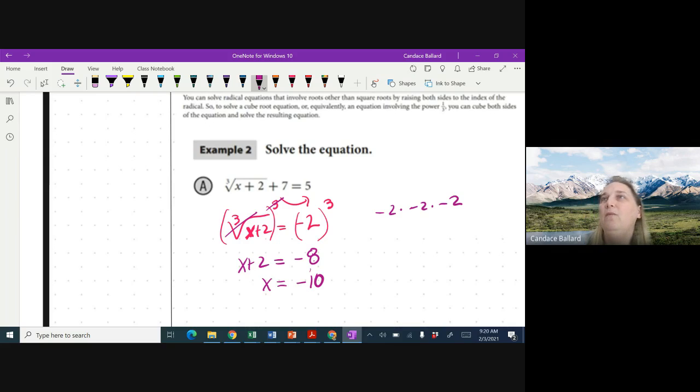As always, there aren't necessarily going to be extraneous solutions on this one, because a cubed root can equal a negative number, whereas a square root cannot equal a negative number. I'll pause for a second, let you guys catch that piece up, make sure you've got it written. We've only, I think, got 3 examples to do.